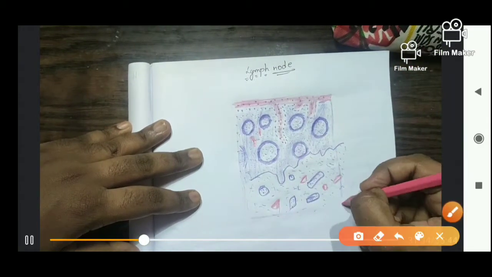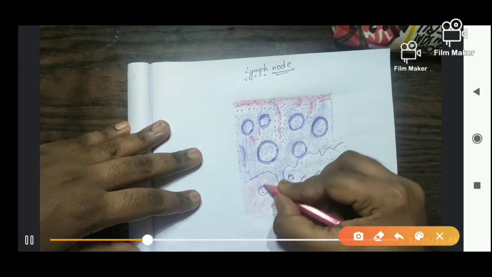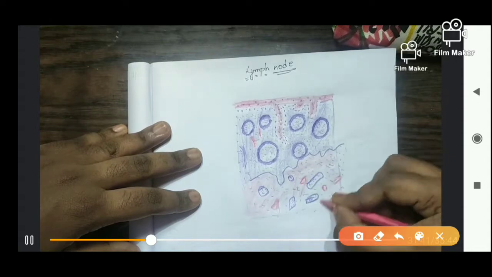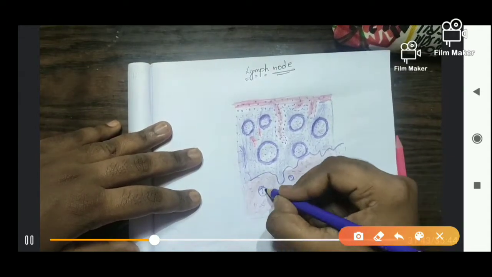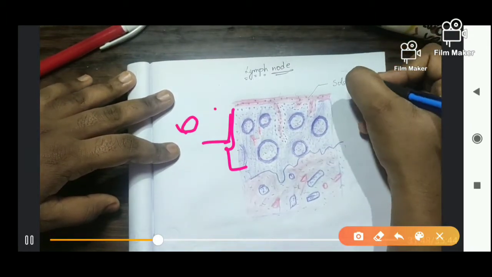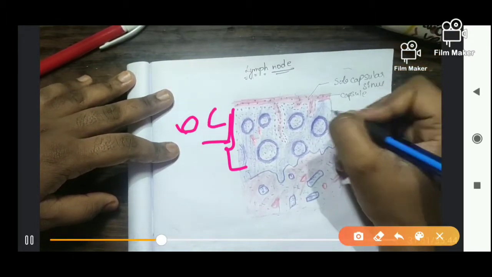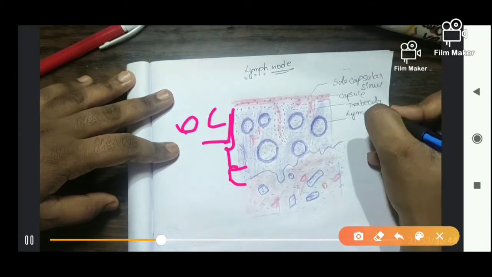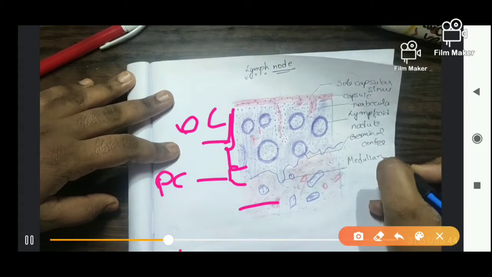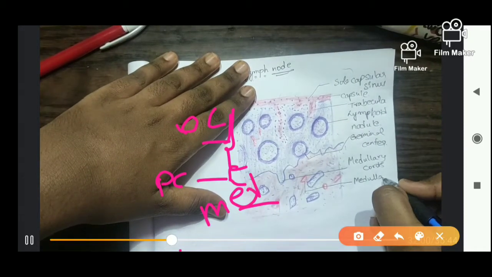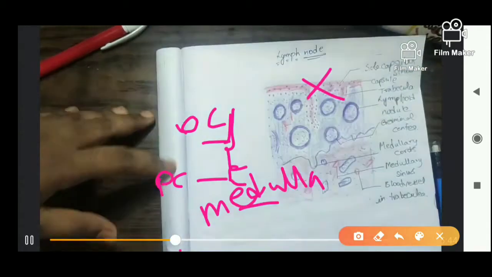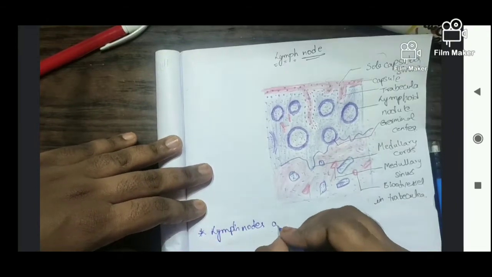Here the cortex is also divided into two parts, that is outer cortex and inner cortex, which is also called paracortex. You can see except the capsule, this region is called the outer cortex, and this region is called the paracortex or inner cortex, and the pinkish region is called the medulla. So these are the three regions. We have discussed the capsule, so now we are discussing the outer cortex.